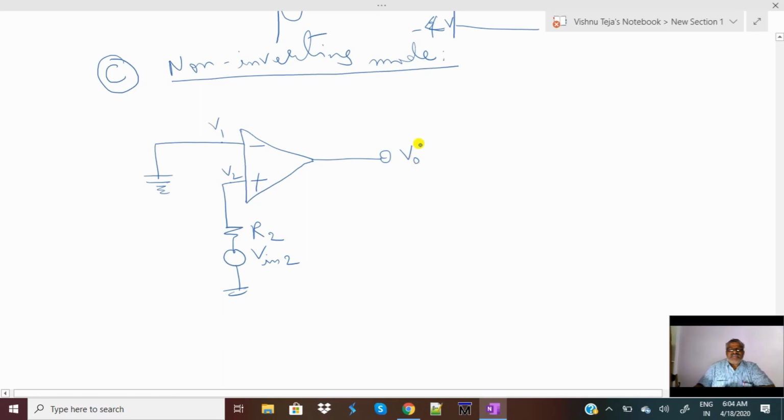The output voltage will be equal to A into Vid, because Vin1 is set equal to 0, V1 is equal to 0. So V0 will be equal to A Vin2. Suppose Vin2 is positive, V0 is also positive. If Vin2 is negative, V0 is also negative. So the polarity of the output is always the same as the polarity of the input signal. That's why this is called the non-inverting mode of operation.